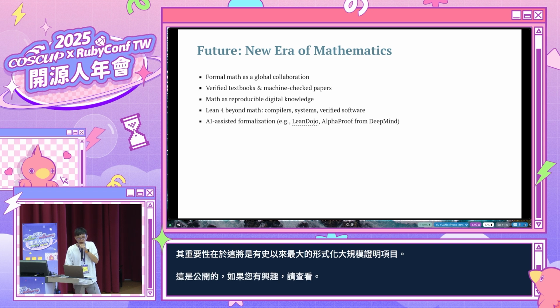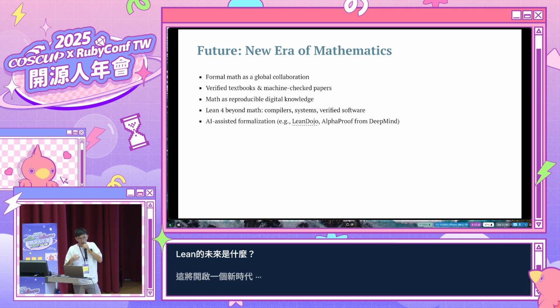Okay, so what is the future of Lean? It will open a new era of mathematics, I believe. Formal proof will bring us global collaboration. We can verify our textbooks, and we can check papers by machines. Math will be reproducible digital knowledge open to everybody.